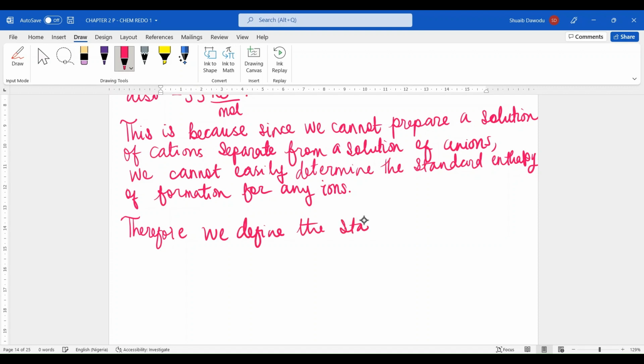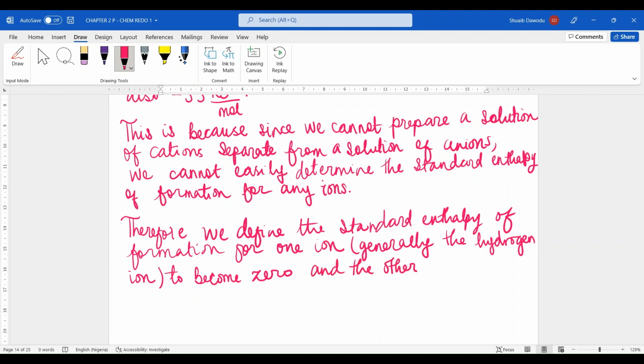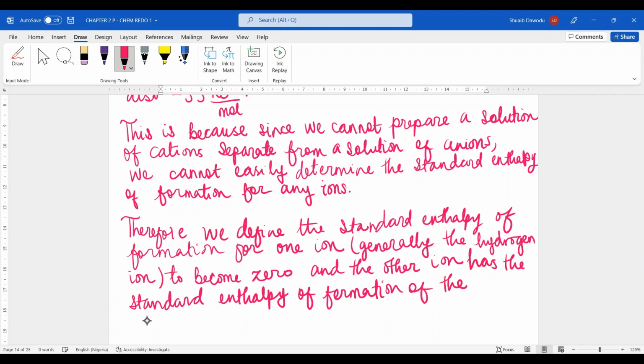the standard enthalpy of formation for one ion, generally the hydrogen ion, to become zero. And the other ion has the standard enthalpy of formation of the compound ascribed to it.